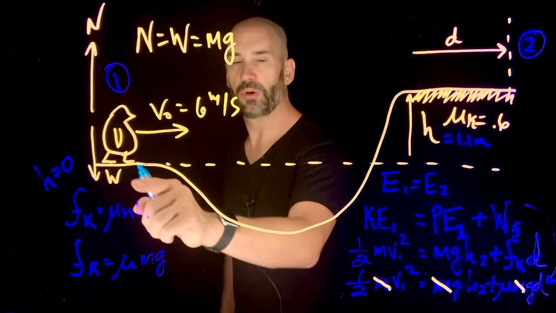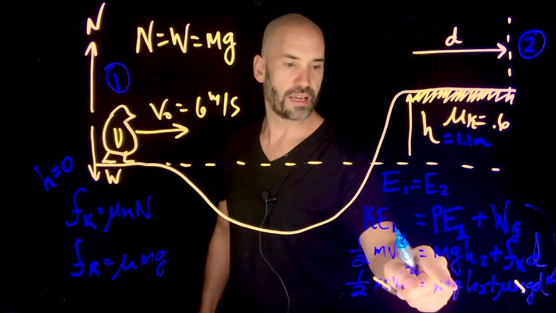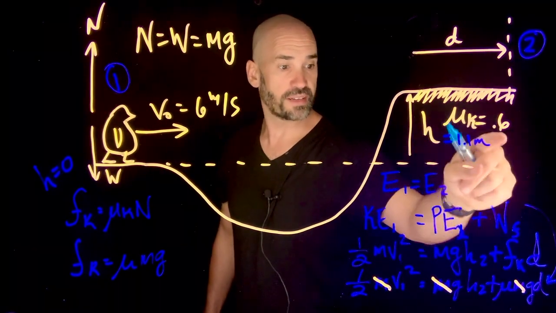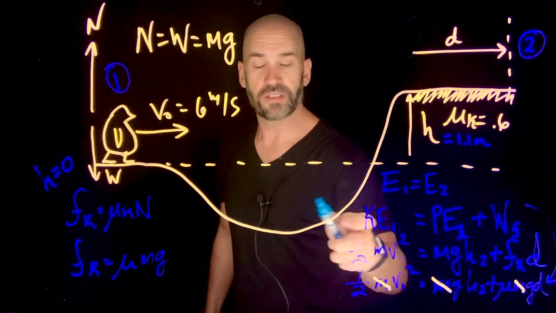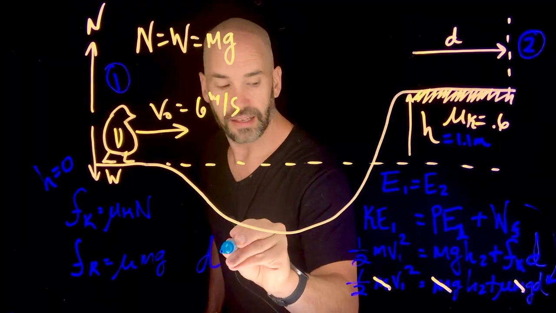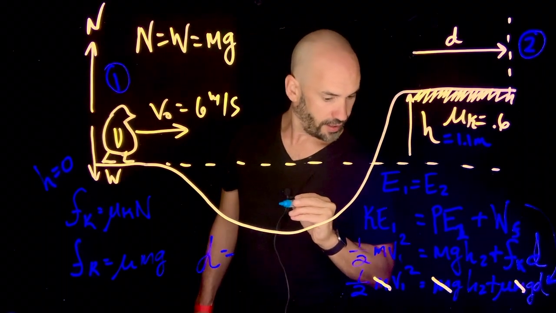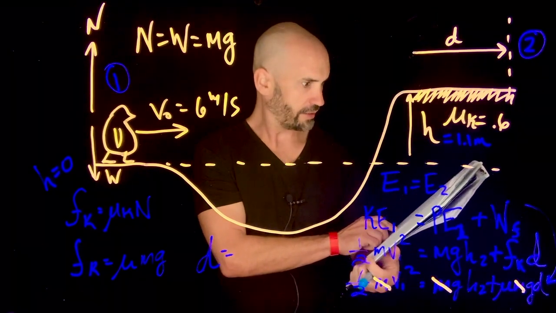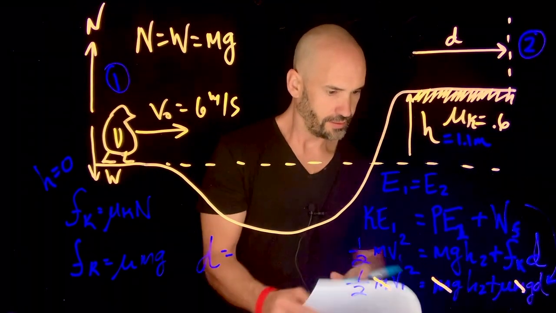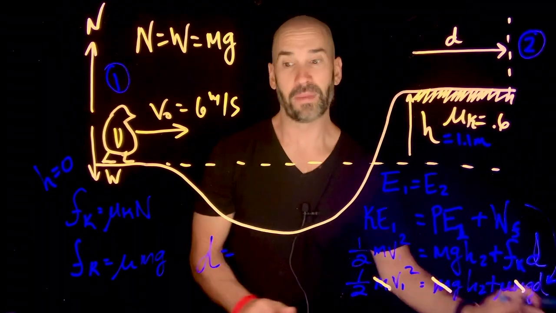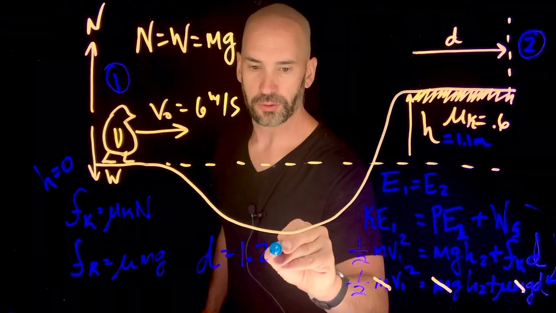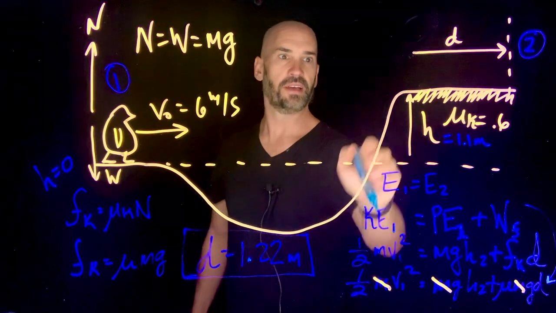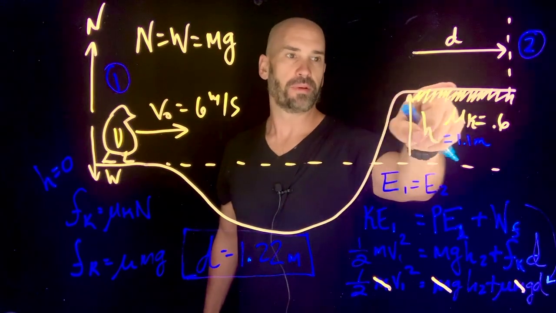1/2 times v1 squared, we put our v1 in, which is 6, equals g, 9.8, times h2, which is 1.1, plus mu, which is 0.6, times g, which is 9.8, times d. Solve for d, and I get the magical answer of, what do I get? Oh, I get a magical answer of 1.22 meters. Okay, so this penguin was sliding for 1.22 meters once it reached the top position here.